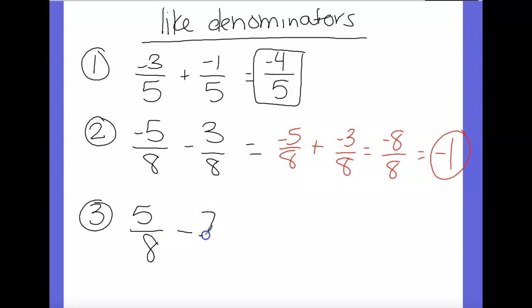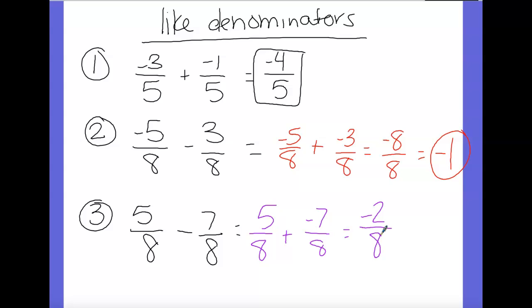Number 3, 5/8 minus 7/8. If I have 5 things, can I take away 7? No. So I'm going to change it to an addition problem. How would I rewrite it? 5/8 plus negative 7/8. I keep 5/8, change subtraction to addition, and make it the opposite. Do you have more negatives or positives? Negatives. How many more? Negative 2. And what's my denominator? 8.